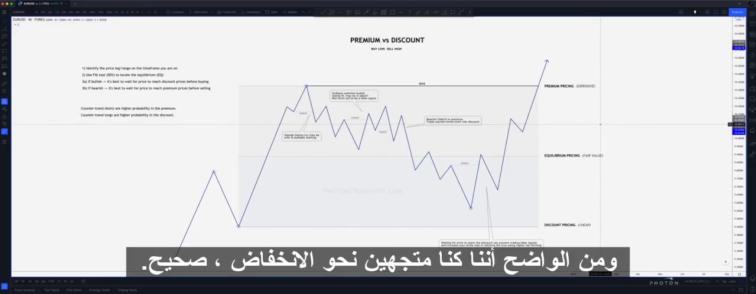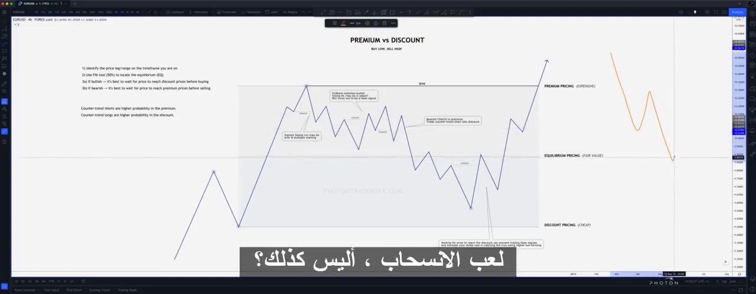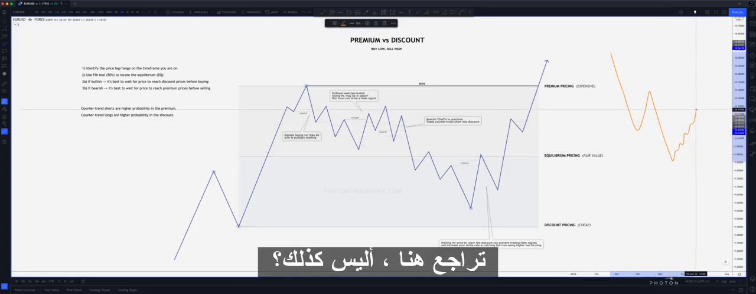And then obviously if we were bearish, so if we were with the swing trend coming down and you wanted to play the pullback, you wanted to buy this pullback up here.